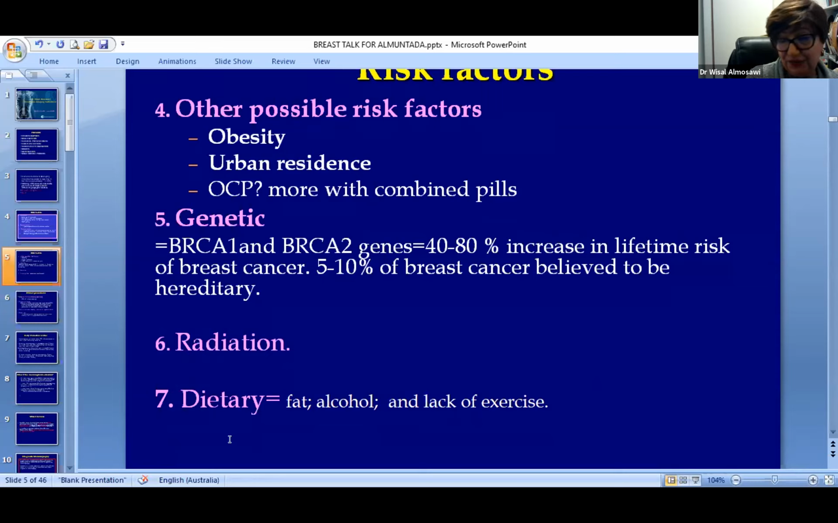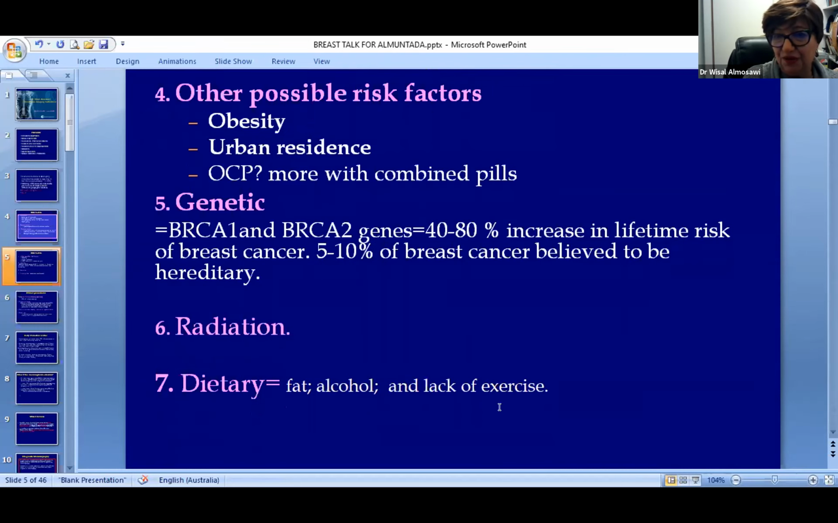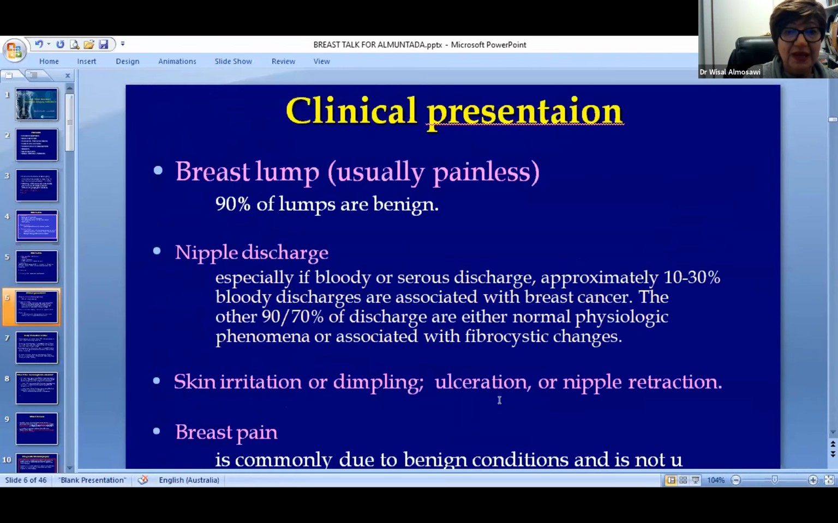Radiation and dietary factors, a lot of fat, a lot of alcohol, lack of exercise, all these are risk factors. So how do women with breast cancer present? A lot of patients worry if they get a breast lump. It's the most common presenting symptom, or the finding on screening mammography or diagnostic mammography.